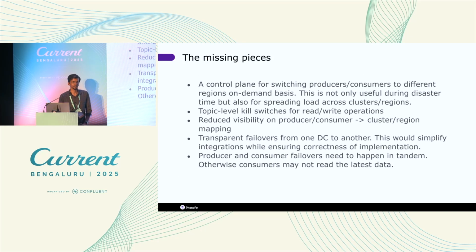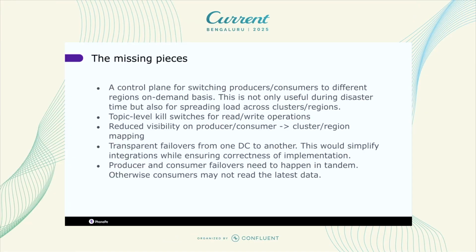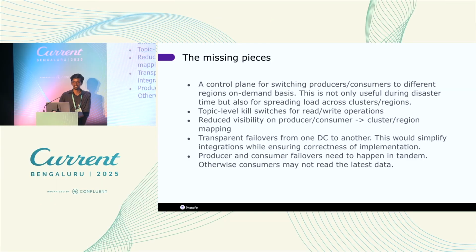So even though it's a great tool, there are some things which are missing. For example, whenever you have a large number of MirrorMaker clusters, like PhonePe does, 30 odd MirrorMaker clusters or more, it is very difficult for us to understand which producer or consumer is consuming from which region or cluster. How do we move them seamlessly from one DC to another? There's no single control plane for doing this.